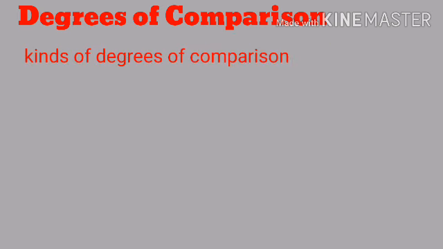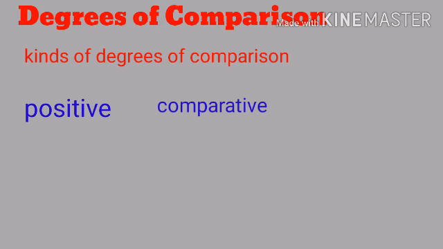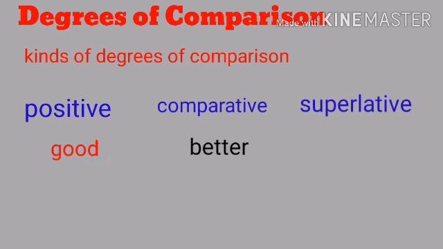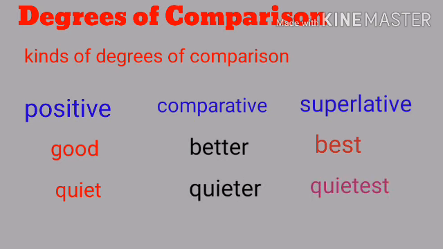There are three kinds of degrees of comparison. The first, positive; second, comparative; and the last is superlative degree. For examples, good, better, best; quiet, quieter, quietest. Now let us see one by one in detail.